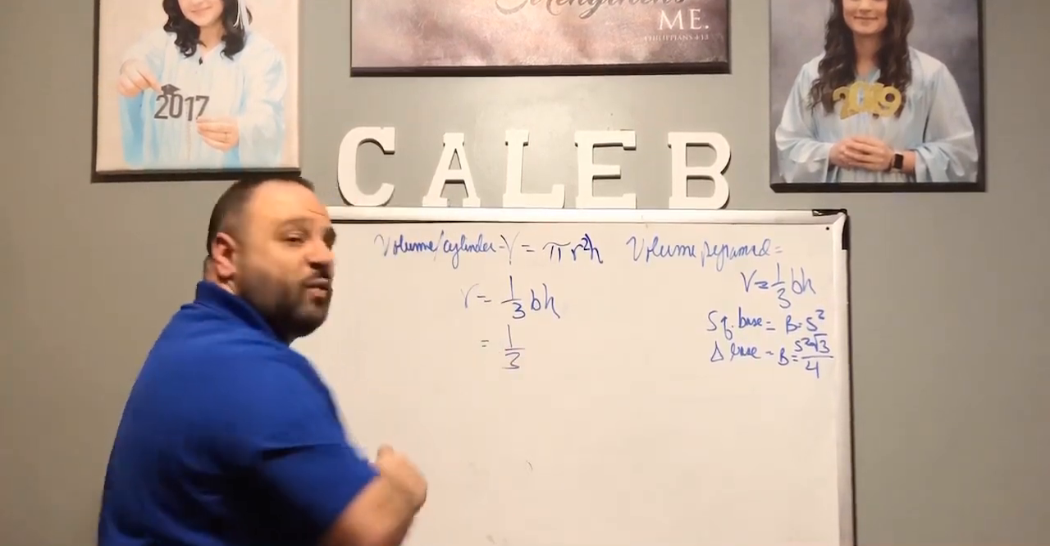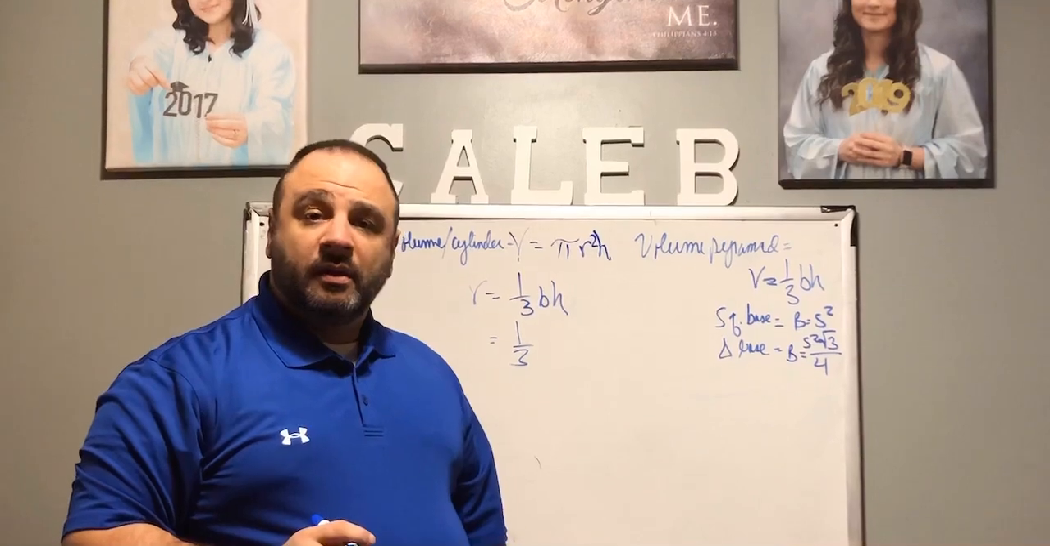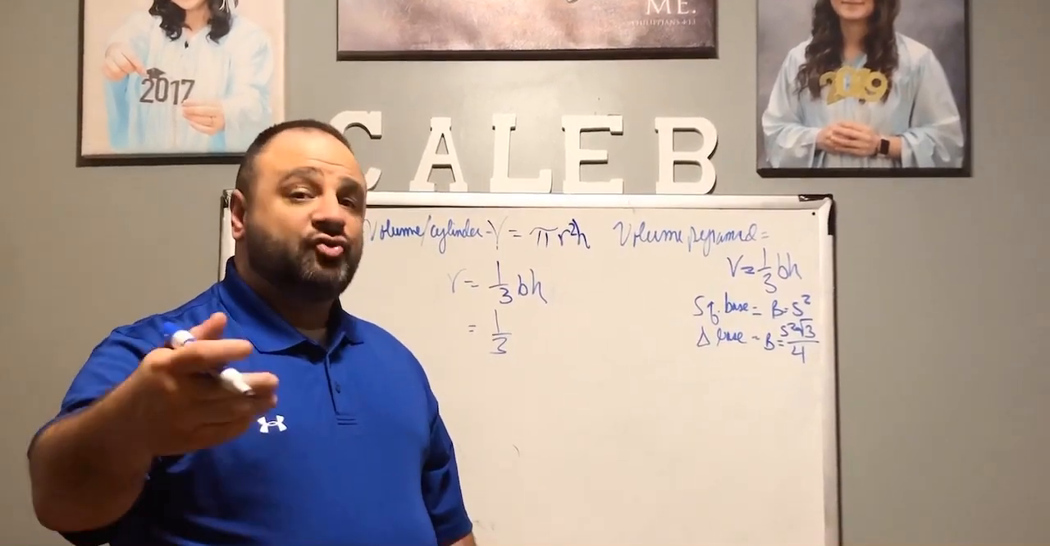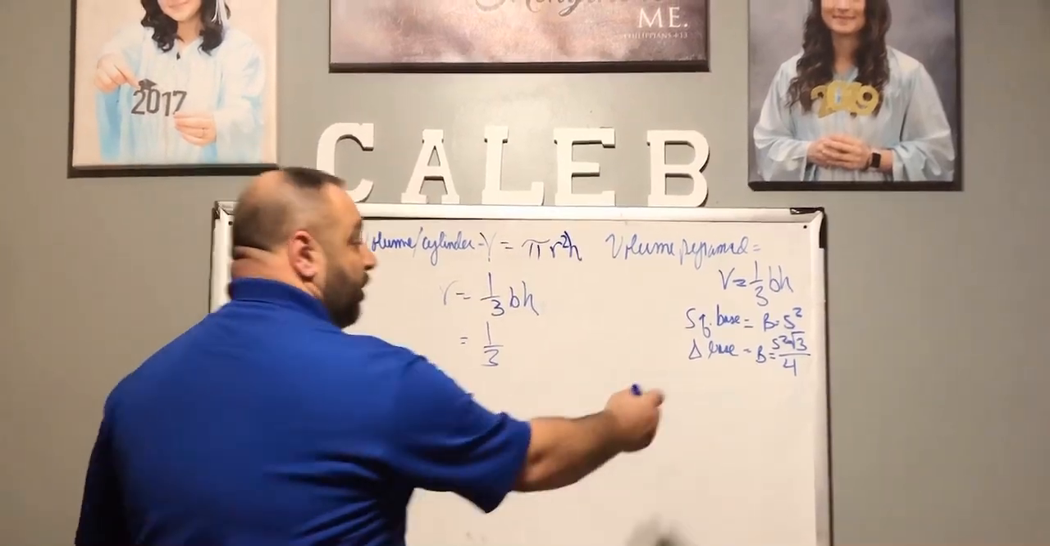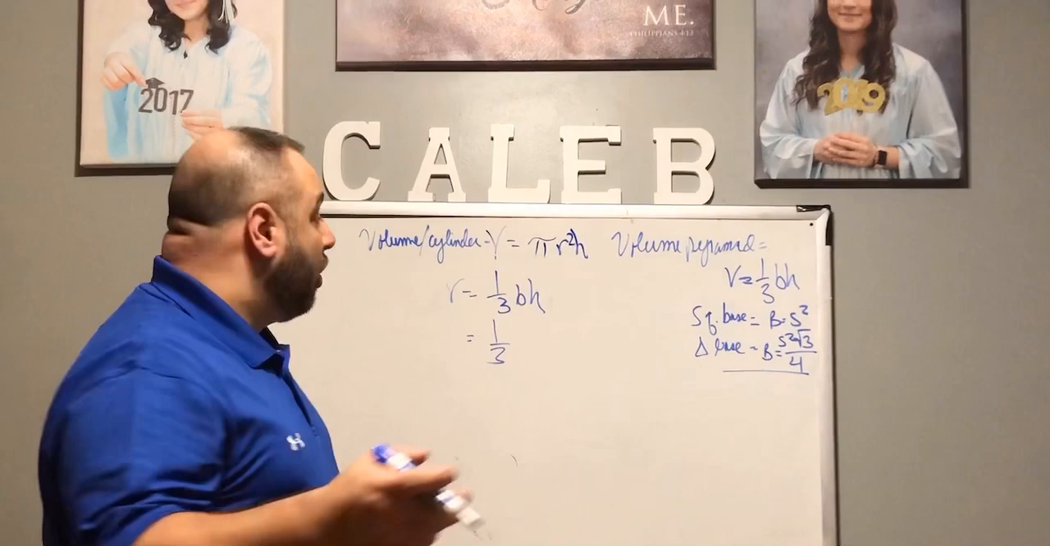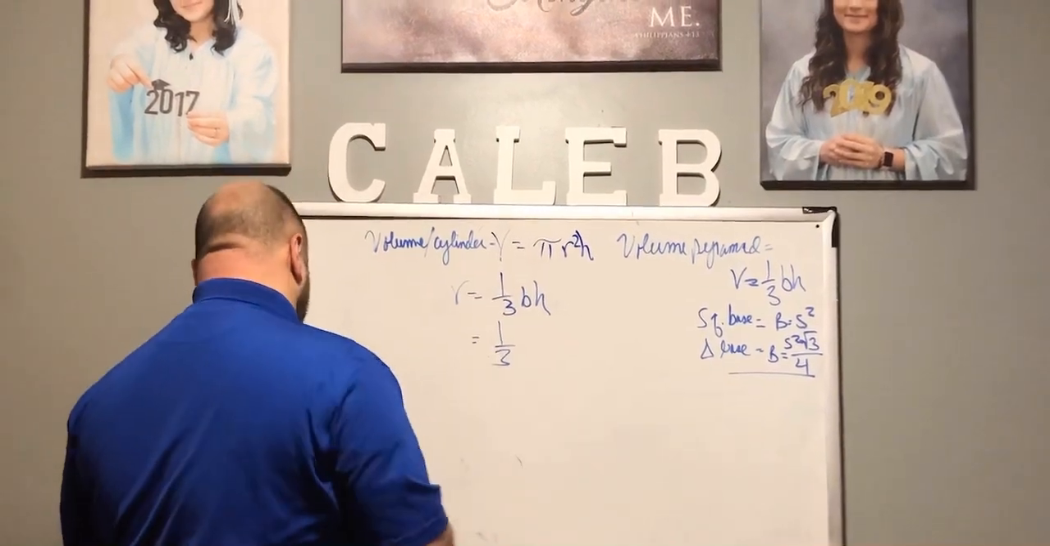What kind of base do we have, class? It's a triangular base. Very good. If it's a regular triangular base, we're going to use s squared times the square root of 3 over 4. So let's plug that in here.